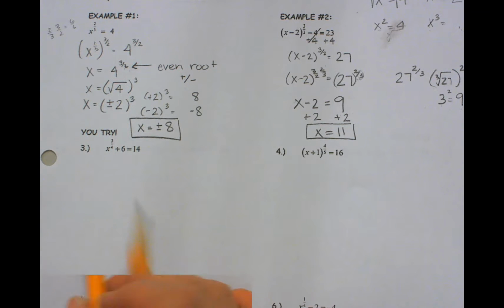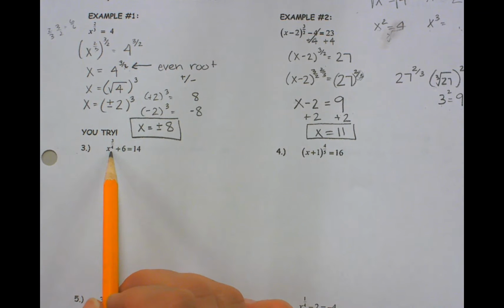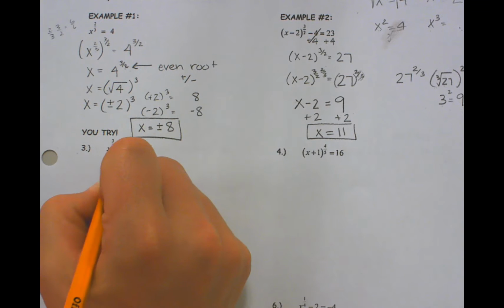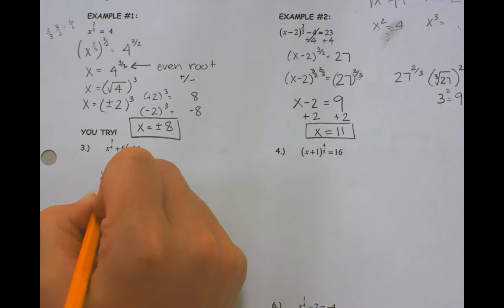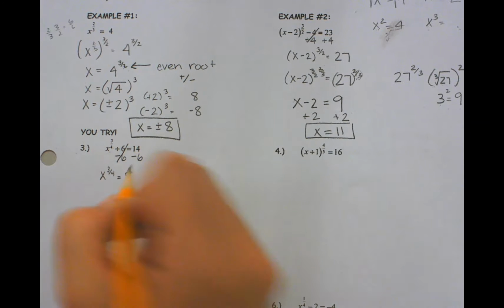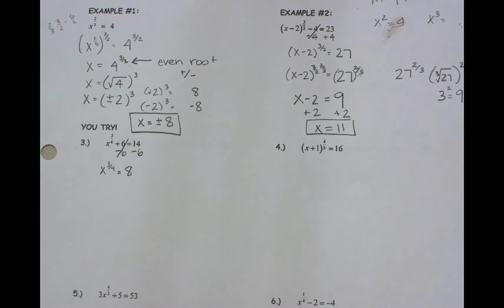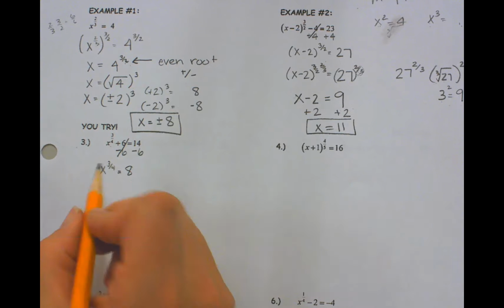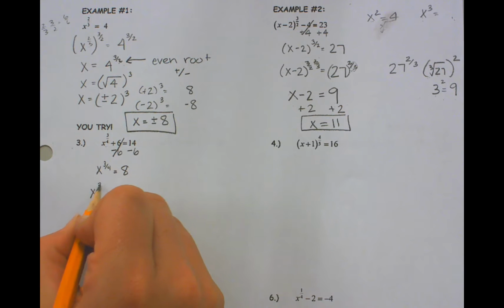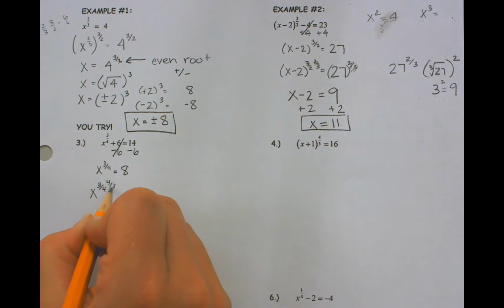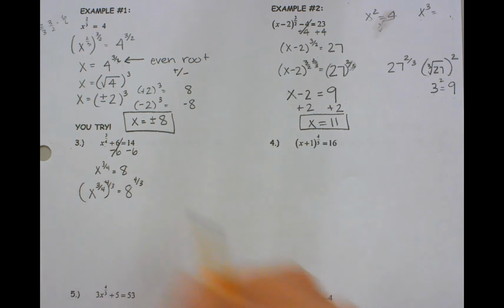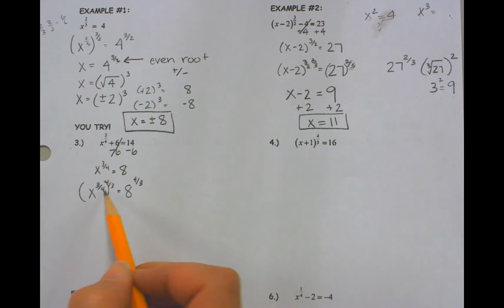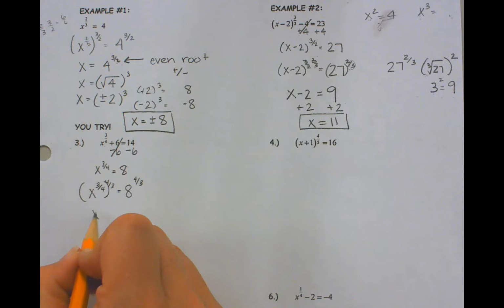So to solve number 3, again, my goal is to get the x by itself, so I'm going to subtract 6 from both sides. So then I have x to the 3/4 equals 8. So then from there, I'm going to take the reciprocal to get rid of my rational exponent. So I'm going to multiply both sides by 4/3 or raise it to the 4/3 power. So then 3/4 and 4/3 gives me 1 here.